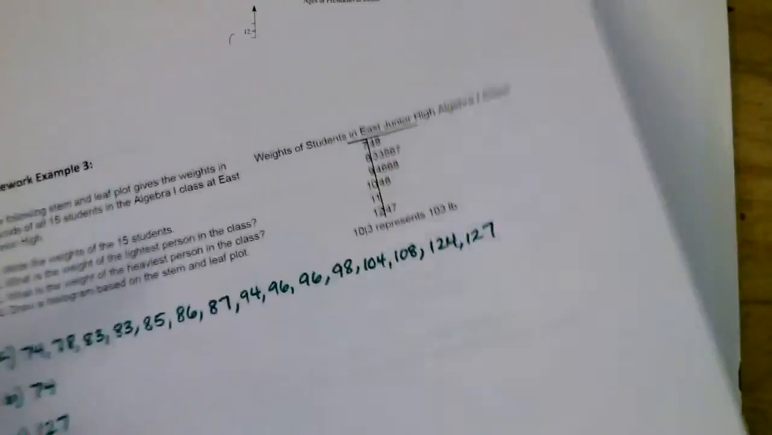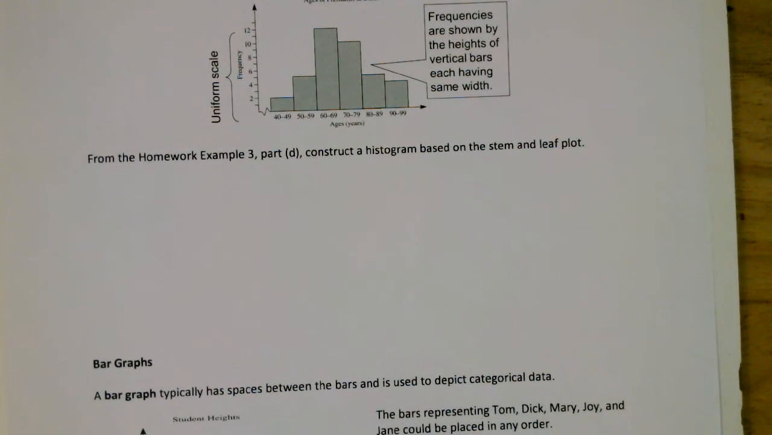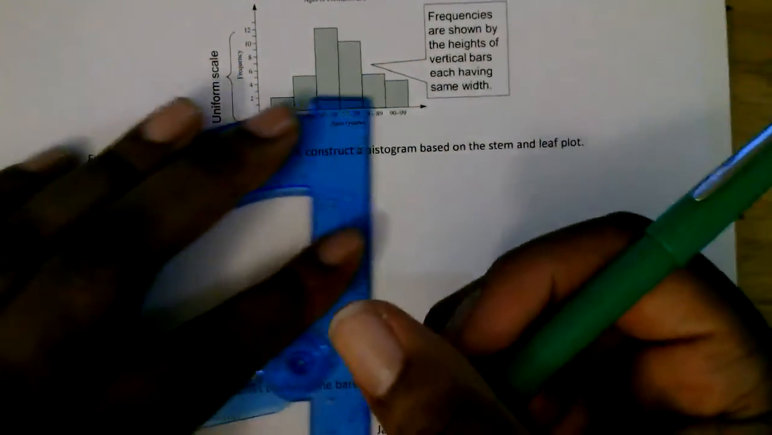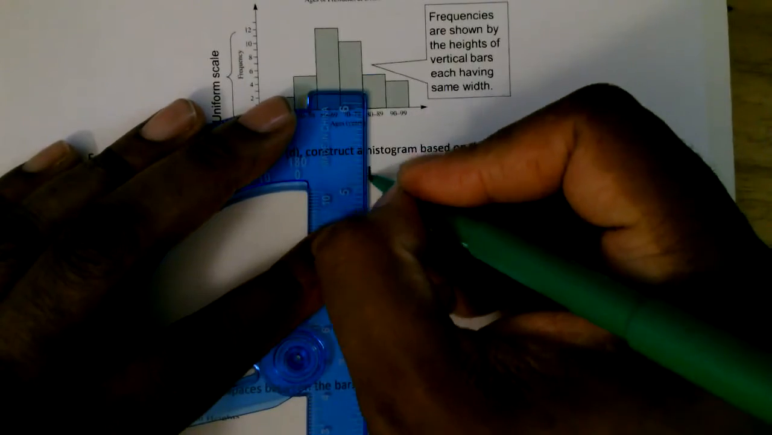By the way, if I was to turn this paper over like this, you can see here that pretty much the stem and leaf plot can itself form a histogram. Okay, so now let's use that to construct that histogram. All right, so I'm going to draw my vertical axis and my horizontal axis like this.